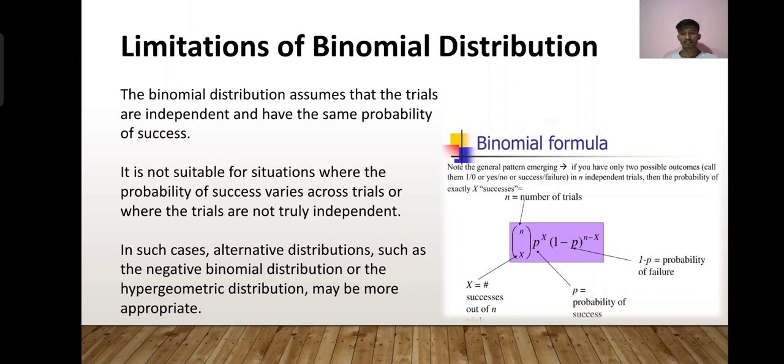Binomial formula. Note the general pattern emerging. If you have only two possible outcomes, call them 1 or 0, or yes or no, or success or failure, in n independent trials, the probability of x successes out of n trials, 1 minus p equals the probability of failure, p equals the probability of success.